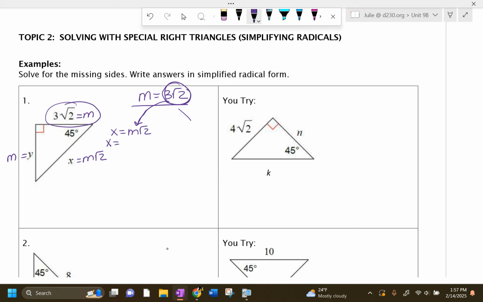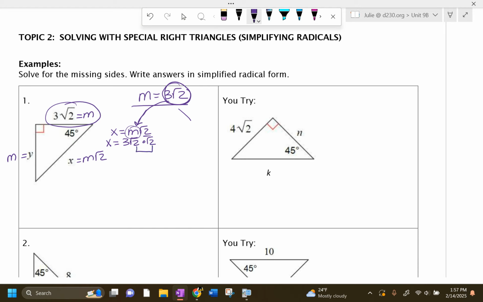So I'm going to rewrite the x. I'm going to write the 3 square root 2 because that's what the m is, and then I'm going to write the square root of 2. Okay, so I'm just substituting in here. So everything else gets brought down. And then I have to simplify.